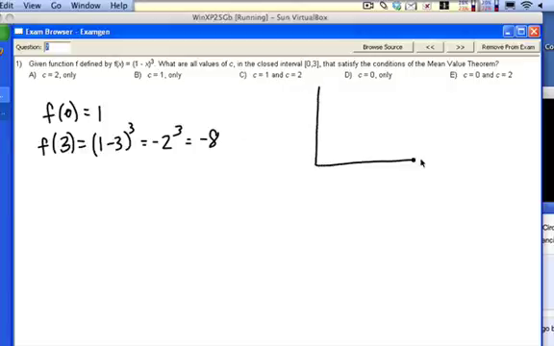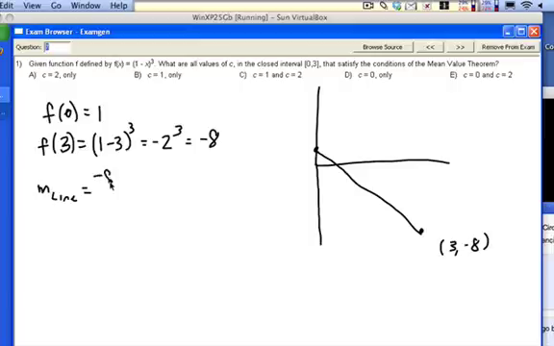So if we look at our graph, this is the point (0, 1). Then we go over to 3 and down to negative 8: the point (3, negative 8). Our graph does some sort of thing in between, but all we really care about is the slope of this line. The slope is negative 8 minus 1 over 3 minus 0, so that's negative 9 over 3, which is negative 3.